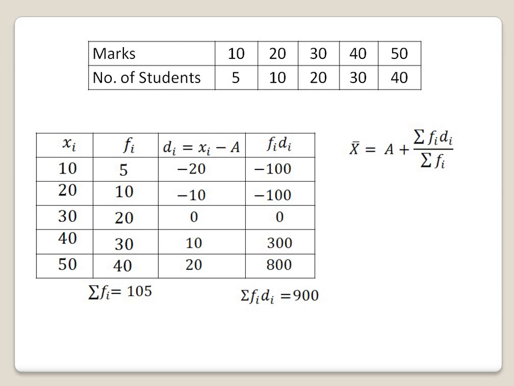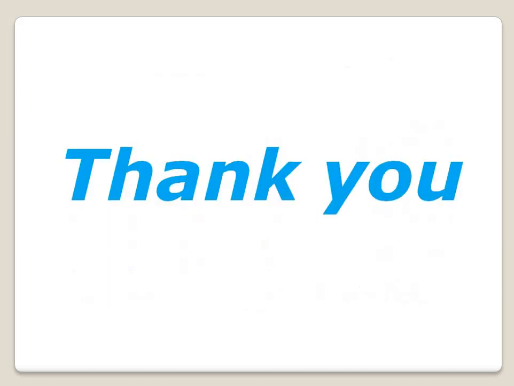Then we put all these values in the formula of mean, that is x bar equals, here a equals 30, plus sum of fi into di is 900 divided by sum of fi is 105, that is equal to 30 plus 900 divided by 105 is 8.57. Therefore x bar is equal to 30 plus 8.57 is 38.57. That is the simple method of finding mean of ungrouped frequency distribution by assumed mean method.